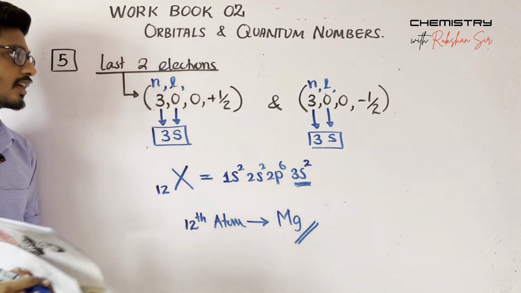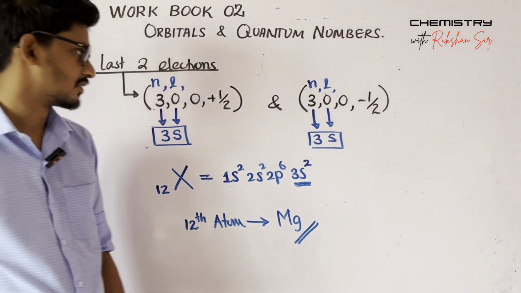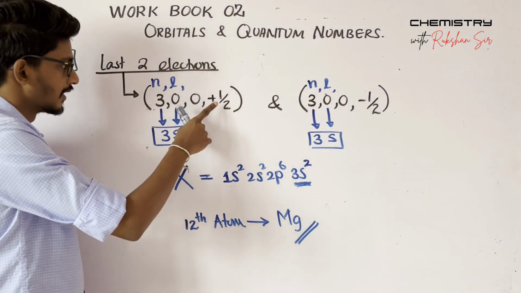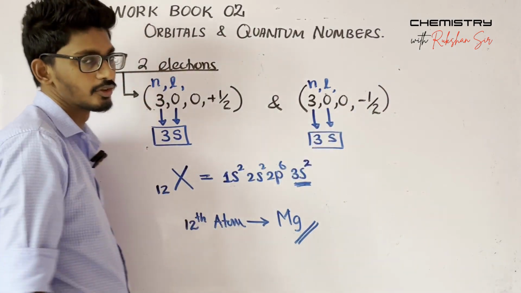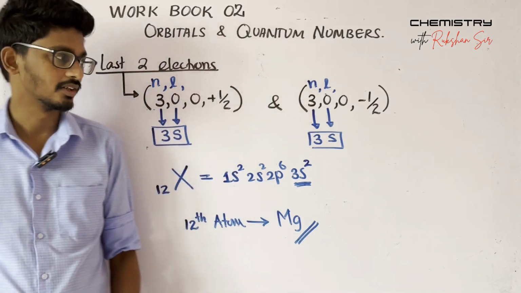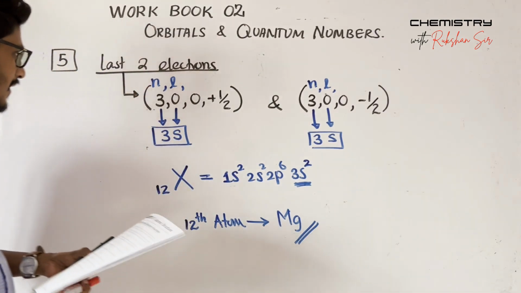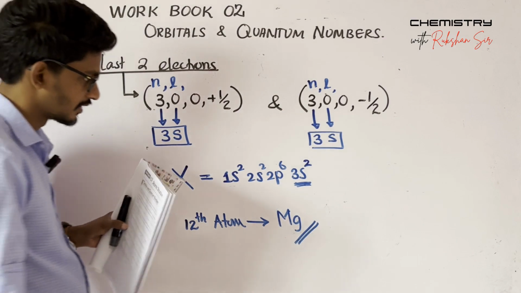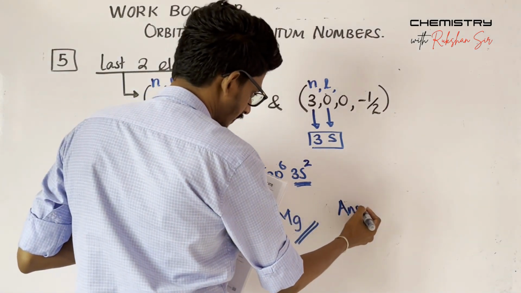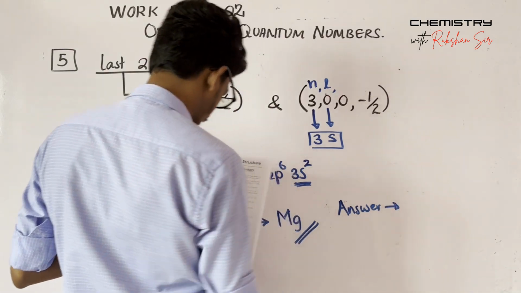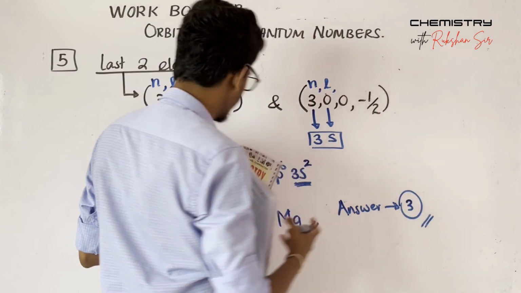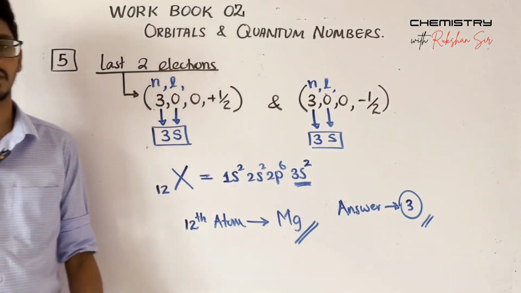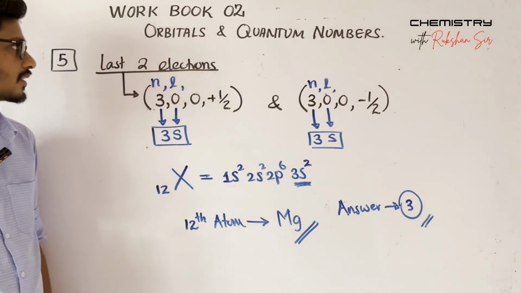So that is how we are supposed to solve this question. This is about magnesium's last two electrons, which occupy the 3s orbital. So the answer is magnesium for question number 5, which is answer number 3.